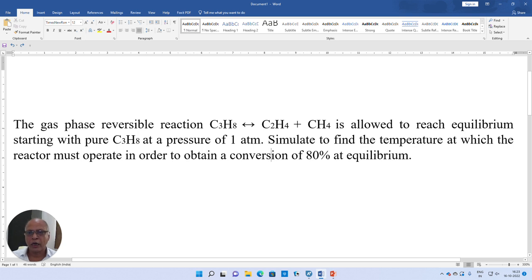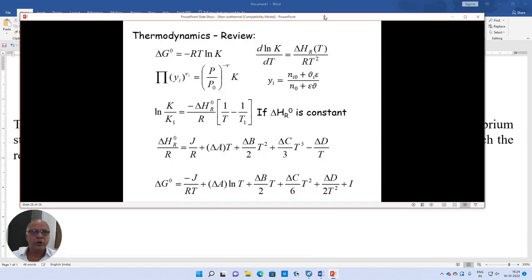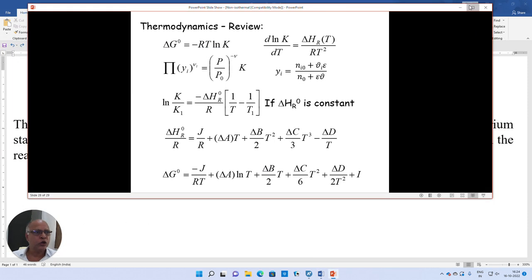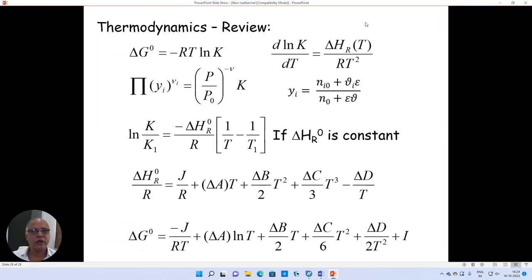In this session, I would like to demonstrate a reaction with an objective of calculating the equilibrium constant and the composition of the reactant mixture when the system reaches equilibrium. Try to look at this problem, and if you review, you might have done these calculations in your thermodynamics course under chemical reaction equilibrium.